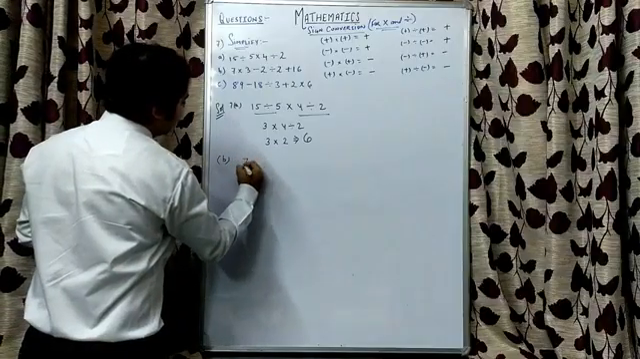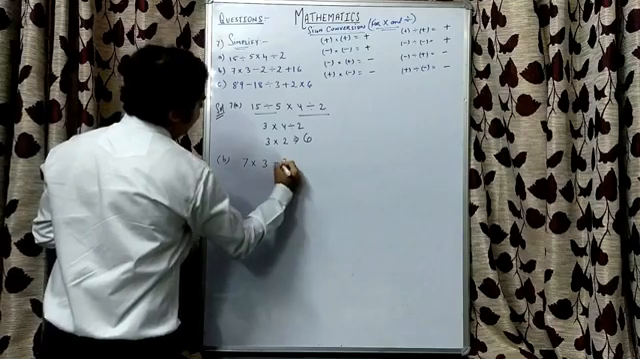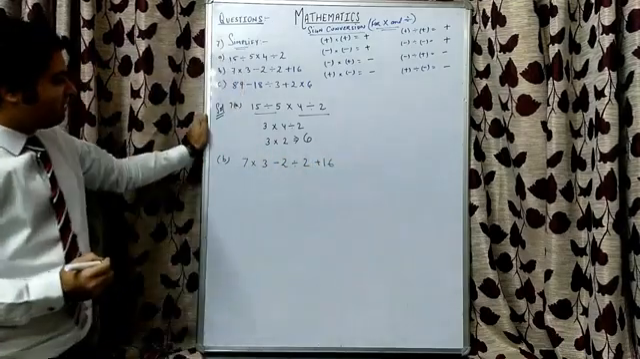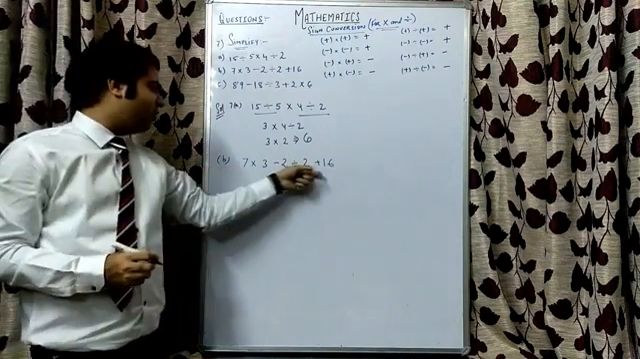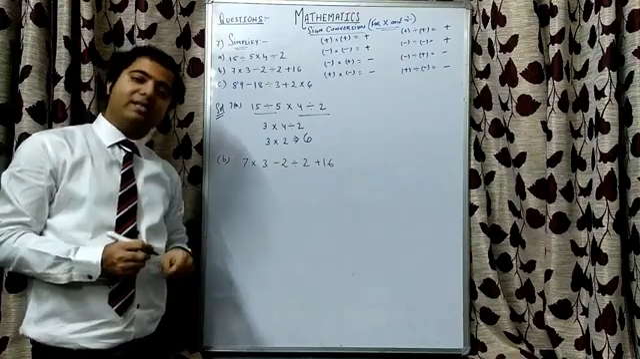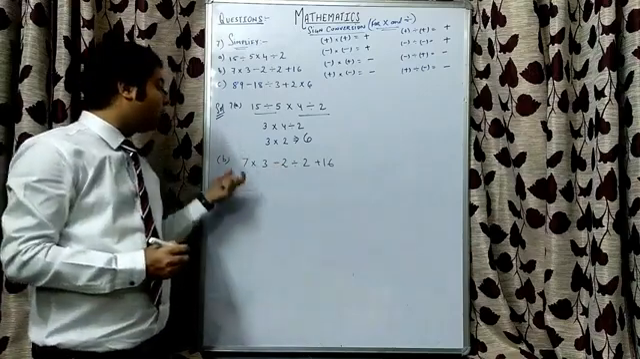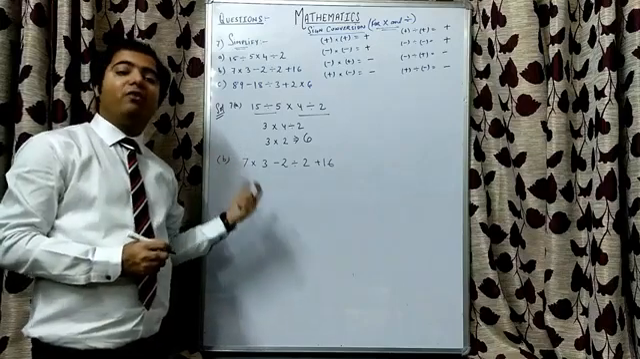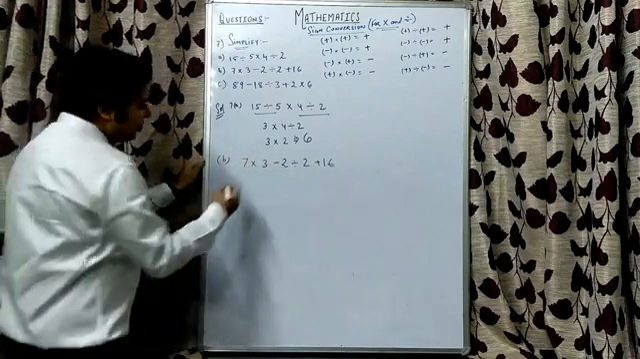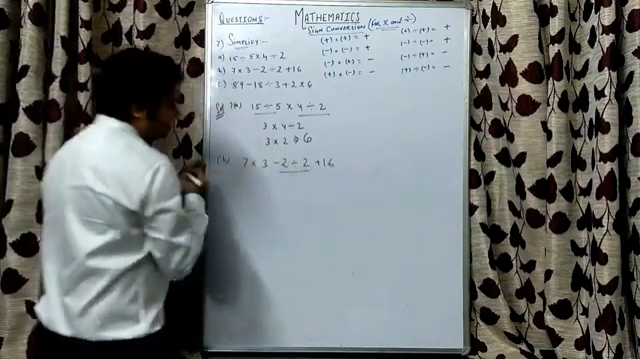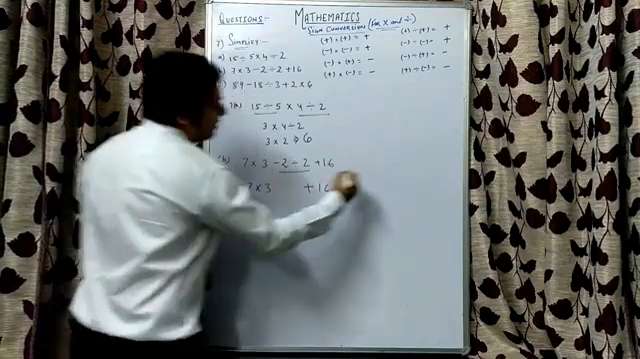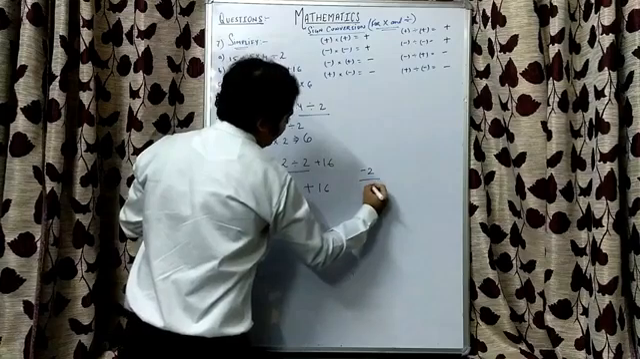Part B says 7 into 3 minus 2 divided by 2 plus 16. In this question, children, we can see all the four fundamental operations: division, multiplication, addition, subtraction, all four operations are there. So the question arises, what to solve first? So we'll again follow BODMAS rule, which says division will be sorted out first, right? Division is between these two terms. Rest of the terms will remain as it is, right? Minus 2 divided by 2.